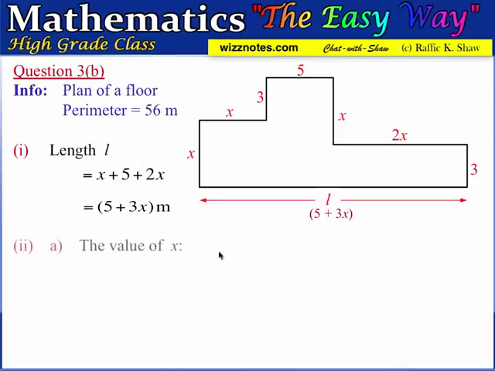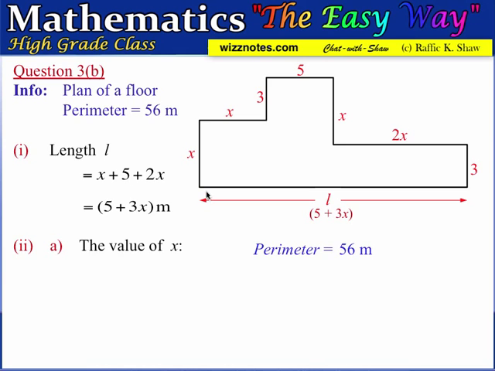Part 2 now wants us to determine the value of x, and we have to use the information that was provided that the perimeter of the floor is 56 meters. The perimeter of the floor is the distance around the boundary of the floor. That total distance is the perimeter, and we are told that it is 56 meters. So we can write an expression in terms of x for the perimeter of the floor.